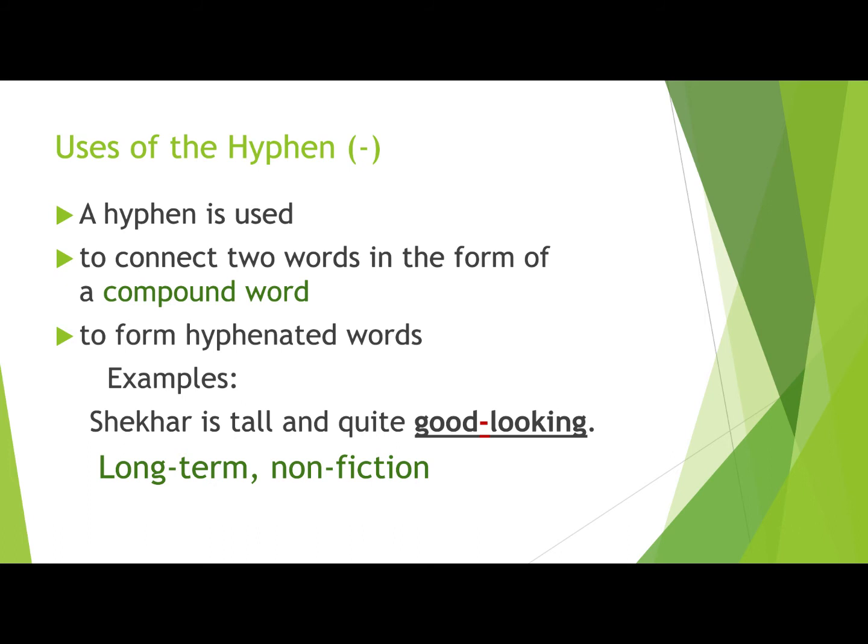For example, Shekhar is tall and quite good-looking. Here these two words, good-looking, are hyphenated. These are linked by this symbol, the hyphen. Dear students, it means the hyphen is a symbol with which we connect two words, we link two words. And when we use a hyphen to connect these two words, we do not leave a space between the word and the hyphen, and again no space between the hyphen and the next word.